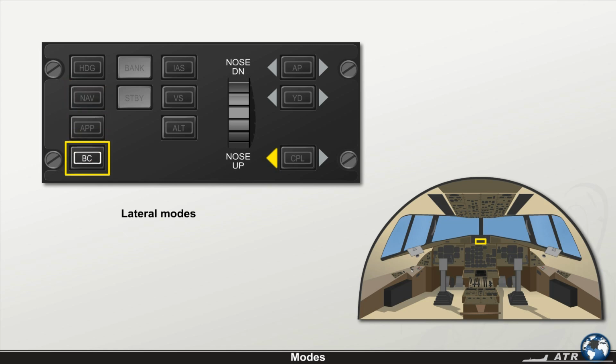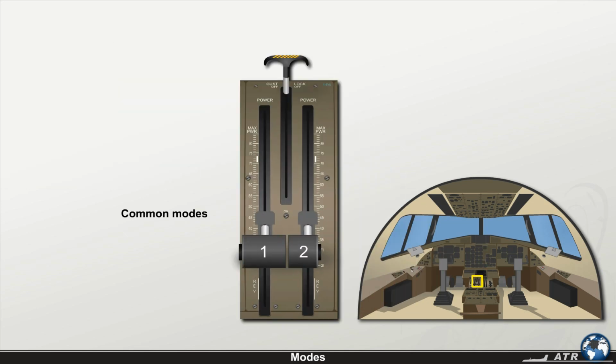Back course. To fly a back course ILS approach. Common modes. Approach. To fly an ILS Category 1 or Category 2 approach. Go-around. Used during the initial part of the go-around procedure.